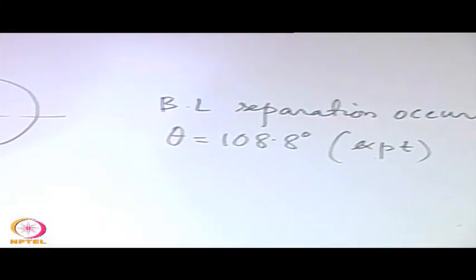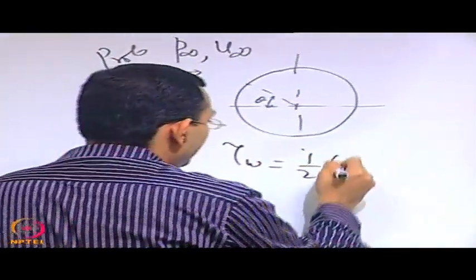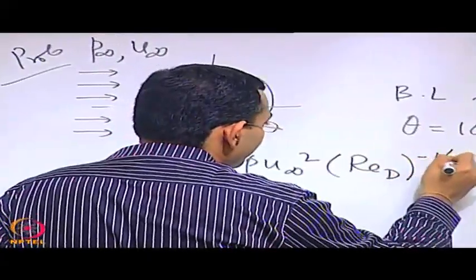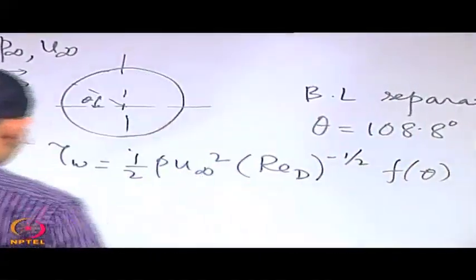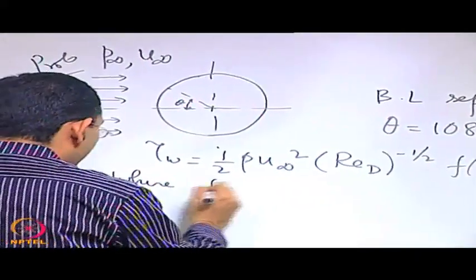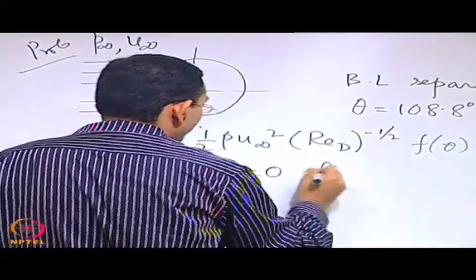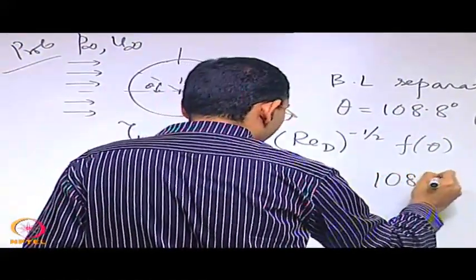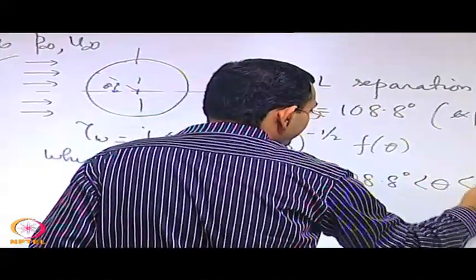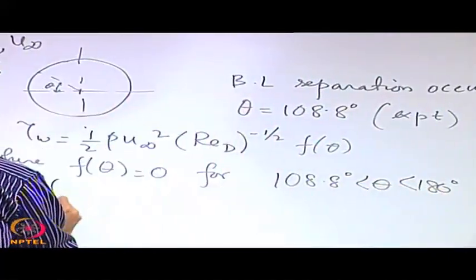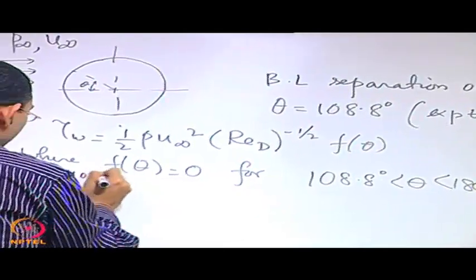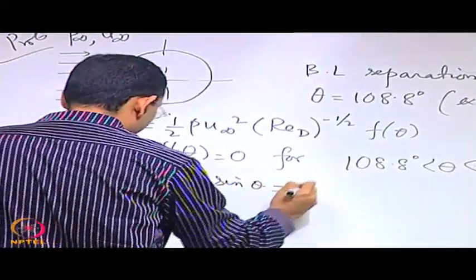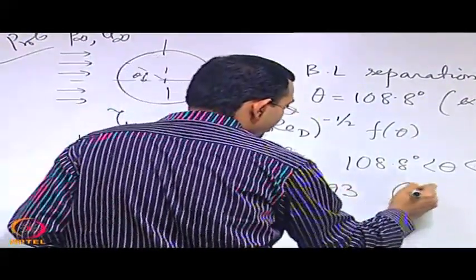The wall shear stress is given by tau wall is equal to half rho u infinity square into Reynolds number to the power minus half into a function of theta, where the function of theta is equal to 0 for a range of theta between 108.8 degree to 180 degree, and integral 0 to 108.8 degree f theta sin theta is equal to 5.93. This is also from experiments.